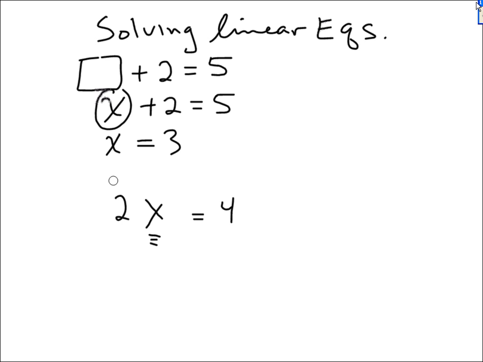Think of x as a box. Think of the unknown term as a box. The unknown term is x. Because I know what 2 is, it's 2, and I know what 5 is, it's 5. Figure out what the unknown term is.